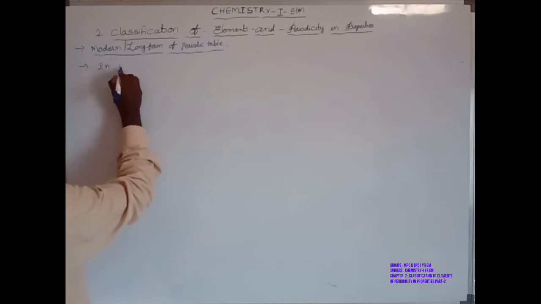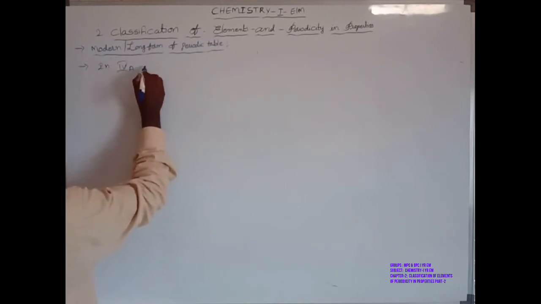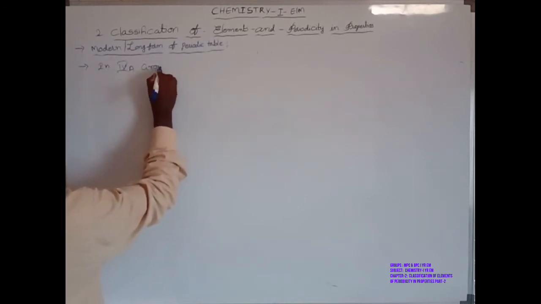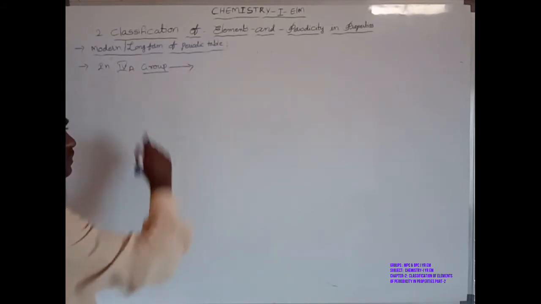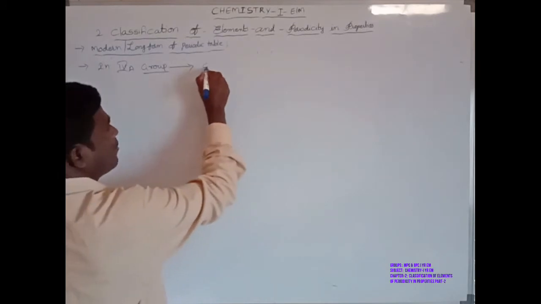The fourth A group elements are also called the carbon family.